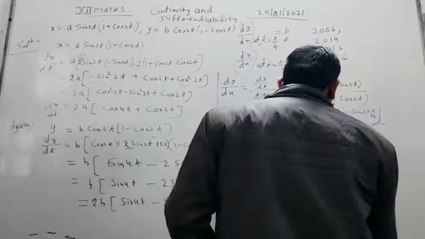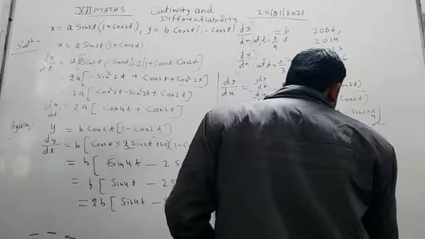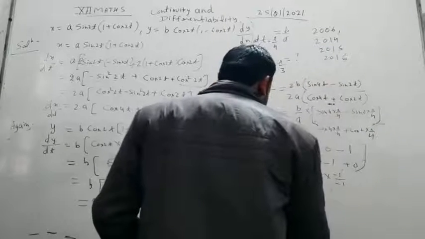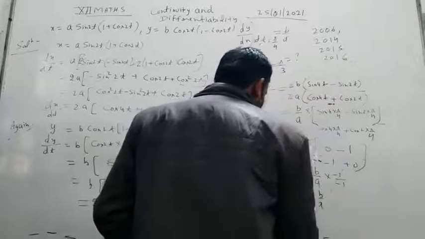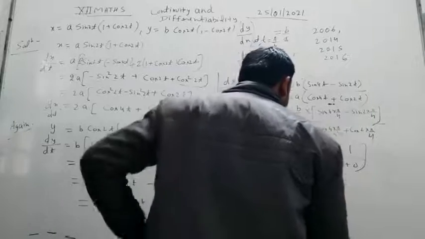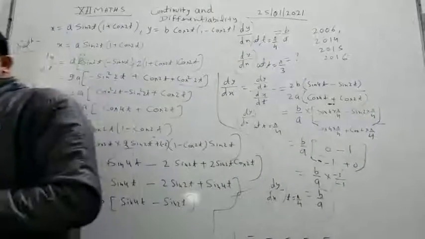So student, from here we are getting b by a, and minus 1 by minus 1 is cancelled. So this proves that our dy by dx at t is equal to pi by 4 is b by a. Okay students.